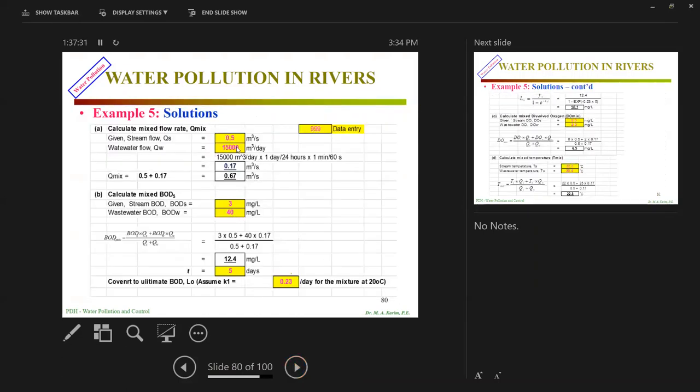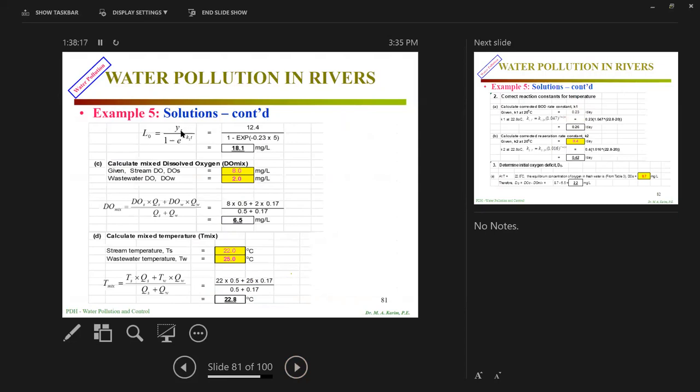Now, I will do it step by step. First step is to calculate the mixed flow rate. So the stream Q S is 0.5, and the waste flow of 15,000 meter cube per day is ultimately 0.17. The total mix would be 0.5 plus 0.17, about 0.67. Calculate the mixed BOD5. The BOD5 for the stream is 3, and for the waste is this. Then I use the weighted average equation, right? I put it together, I get 12.4. And this is the BOD5, the 12.4. And K1 equals 0.23. I'm going to adjust and find the L0, because L0 is a part of the equation that I need. So L0 is equal to BOD5 over this, and I get 18.1. Calculate the mixed dissolved oxygen. The dissolved oxygen values are given, I use the same equation, and I get 6.5.